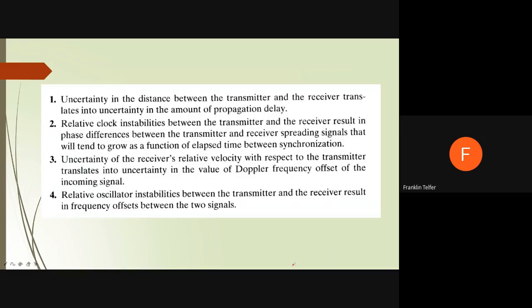Uncertainty in the distance between transmitter and receiver translates into uncertainty in the amount of propagation delay. So the distance between the transmitter and receiver should be noted down because it directly relates to the propagation delay.